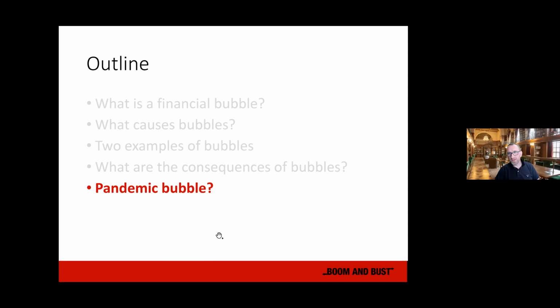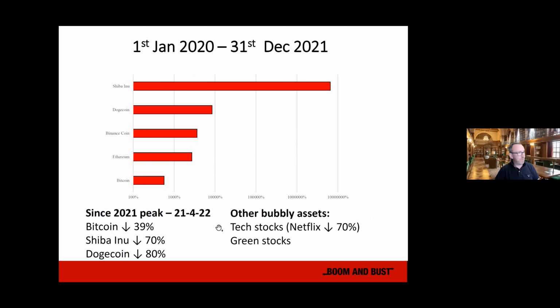Finally, what about the last couple of years? If I had a Bitcoin for every time I was asked this question, I would have a lot of money, a lot less money than I would have had several months ago, but I would have a lot of money. So have we been in a bubble during the pandemic? What I've done in this chart is document, from the 1st of January 2020 to the end of 2021, the two years of the pandemic, the increase in prices of some major cryptocurrencies.